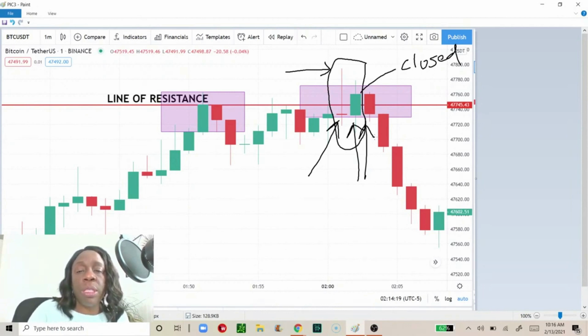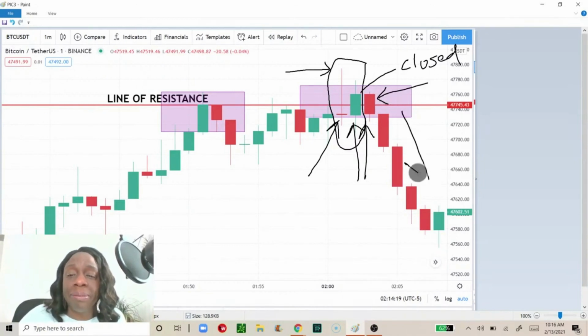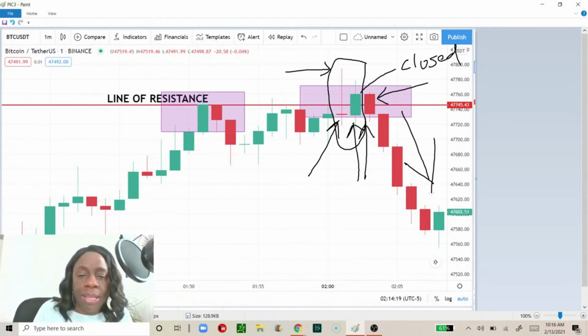So the first one did not close above. This green one closed above the line of resistance. The next one closed below. So hopefully you didn't enter the trade, because what happens after that? That's what we want to avoid. We always want to avoid price reversing with our money, and it's not a good thing to see red when you're trying to make a profit and see green.